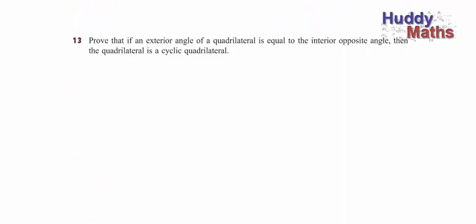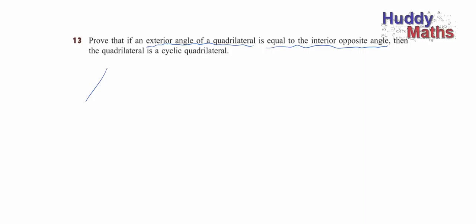Okay, here we are. Prove that if an exterior angle of a quadrilateral, let's underline that, that's not a bad trick, is equal to the interior opposite angle, that's what we have to prove, then the quadrilateral is a cyclic quadrilateral. All right, well, let's have a look at that and let's draw the diagram.